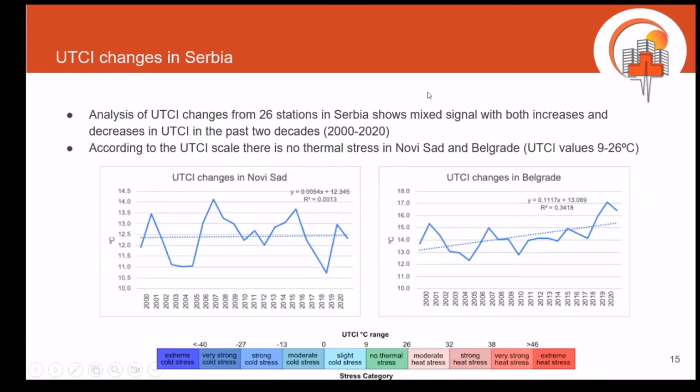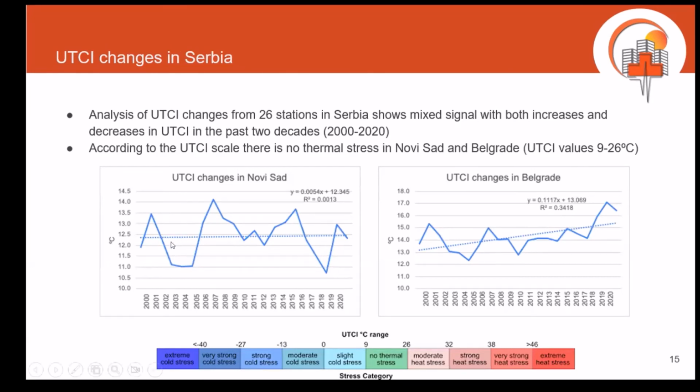UTCI, the other index. Let's see what the other index says, just to make sure that this is the right thing that we are doing. So we also analyzed the 26 stations because we needed these 4 parameters from the beginning of the presentation. And what we noticed is also that there is almost no heat stress on average when we take the yearly data.